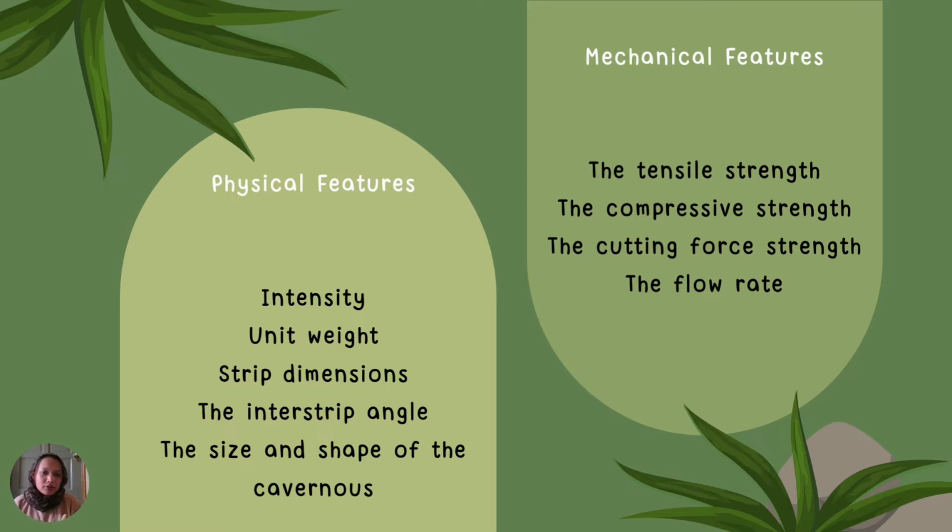There are 2 important features in Geonet, which are physical features and mechanical features. For physical features, it's very important to look into intensity, unit weight, strip dimension, the interstrip angle, and the size and shape of the conveyances. And for mechanical features, it is very important to look into the tensile strength, compressive strength, the cutting force strength, and lastly, the flow rate.